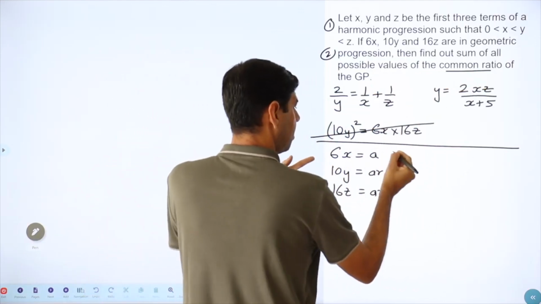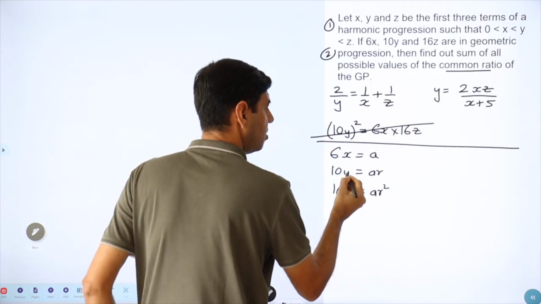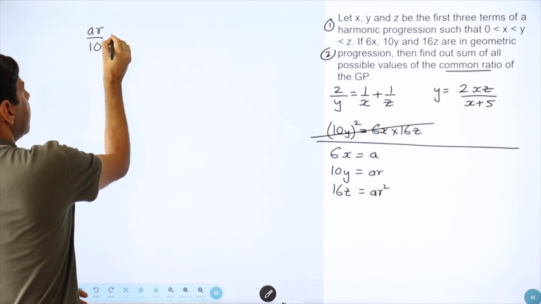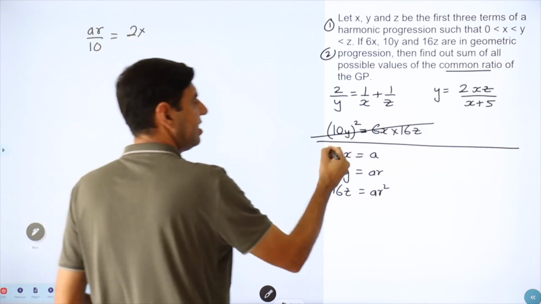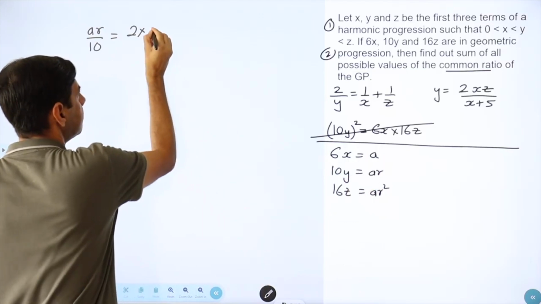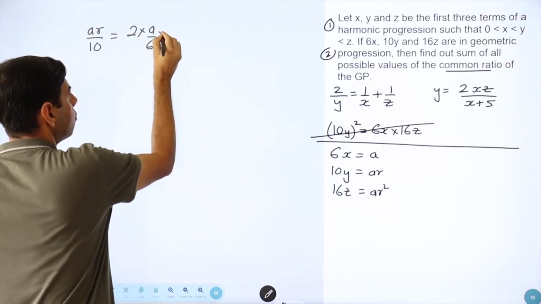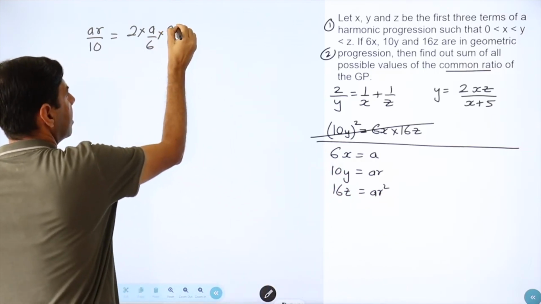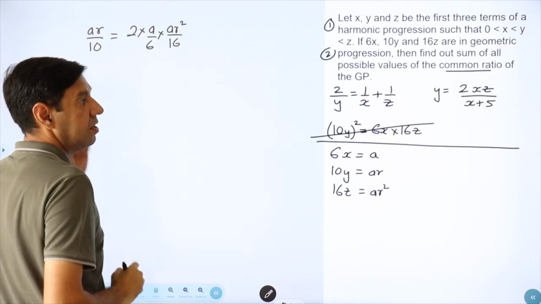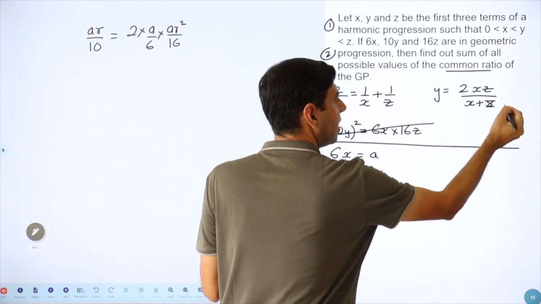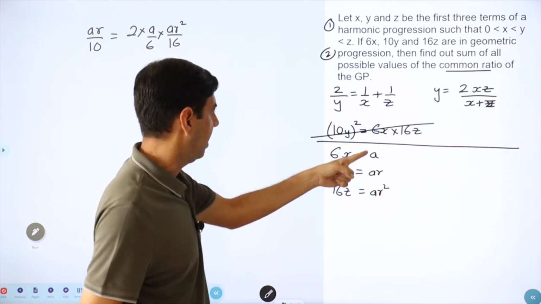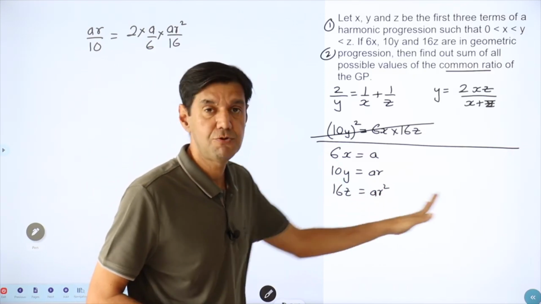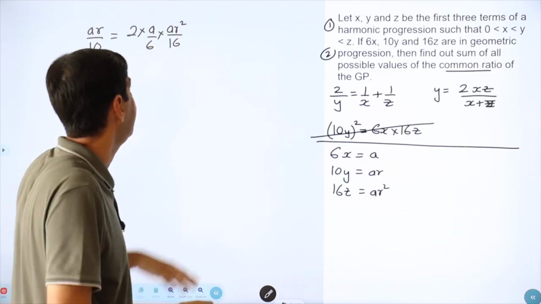So let's plug in. I'm not writing what x is and so on. I'm just writing what y is, AR by 10. So AR by 10 is equal to 2 times x into z, divided by x plus z. X is A by 6, z is AR square by 16. X plus z is A by 6 plus AR square by 16. You do the work yourself. In fact, I've given you the start. You should be finishing it off on your own. You don't need anything here.